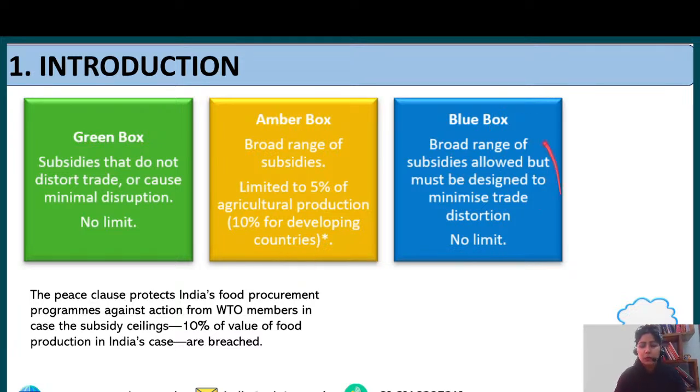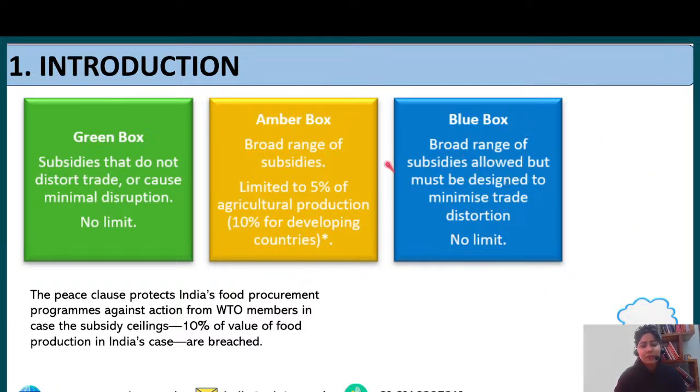Then the blue box contains, for example, if you want to leave the land fallow for a few years so that its regenerative capacity can increase. For let's say 2 years, if the farmer is leaving the land fallow, then for that time the government has to support the farmer economically, financially. Those subsidies to support the farmer financially, so that he can leave his land fallow and work on the carrying capacity and fertility of that land, are provided under the blue box.